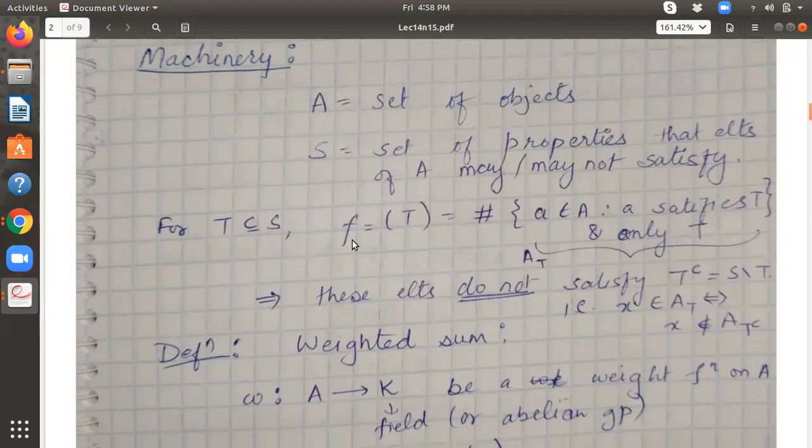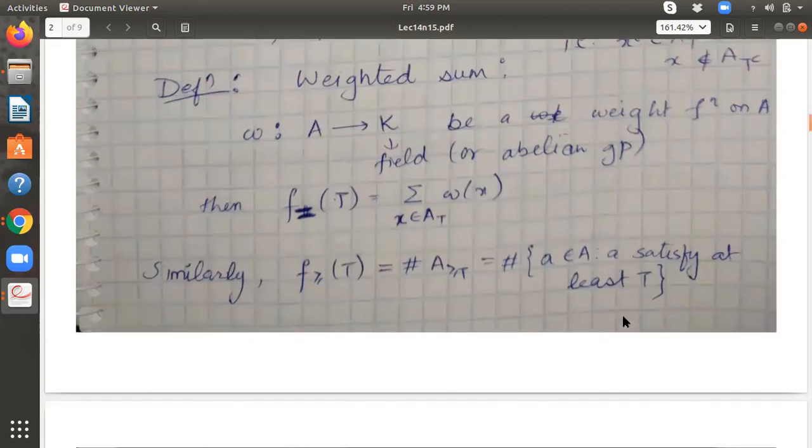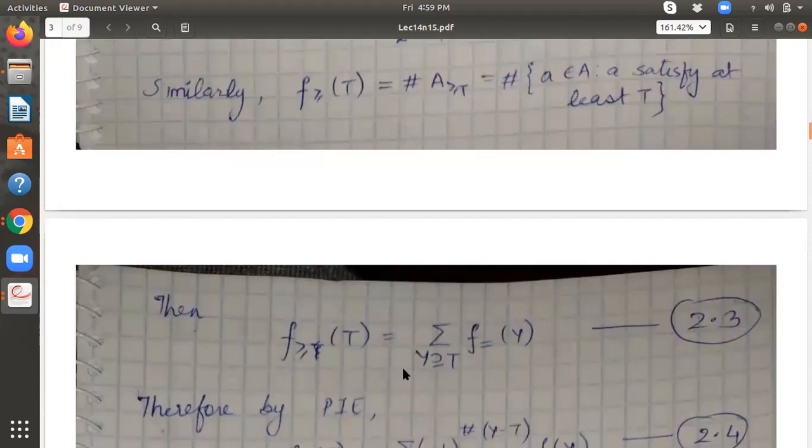So, how we defined F equal to T, can we define F greater than or equal to T? Like all those elements in A that satisfy T. The number of those elements which satisfy at least the properties that are in T. So F greater than or equal to T is the cardinality of A greater than or equal to T, where A greater than or equal to T is what you have already figured out. Now it is clear that F of greater than or equal to T is the sum of F equal to Y, where Y contains T.